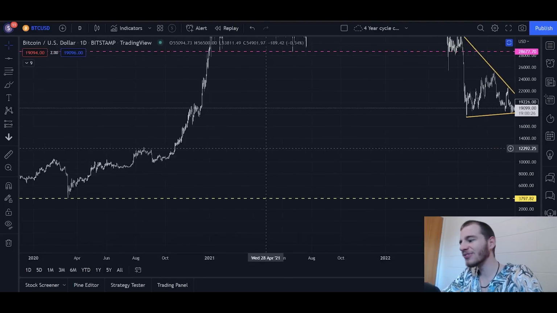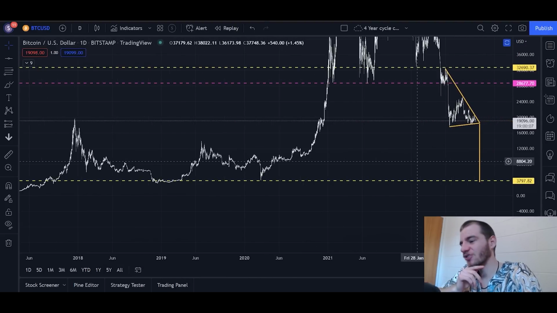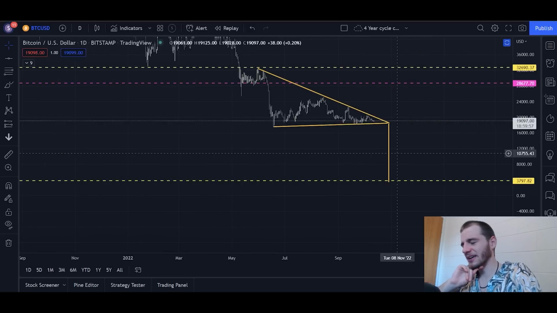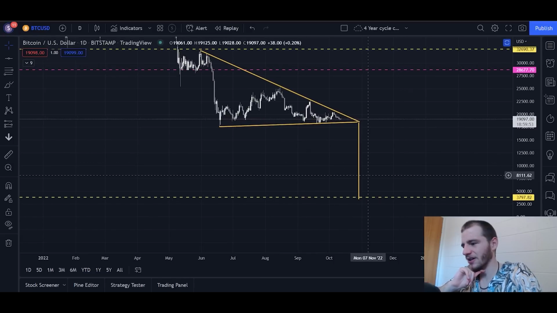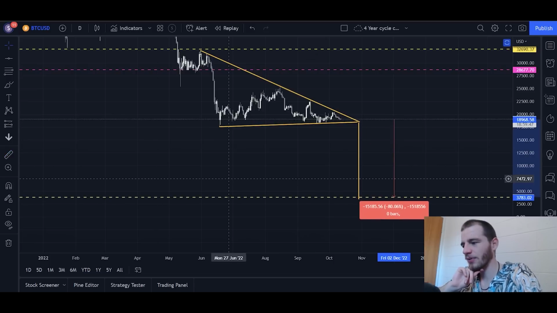Okay, the downside is a lot less valid in my opinion. Now, triangles, and patterns in general, by the way, are known for exaggerating their targets. That's a very well-known thing. And so we have a target here from this triangle that's stemming to around 3,700. Okay, in my opinion, ridiculously low. That would be a breakdown of 80% from current prices.